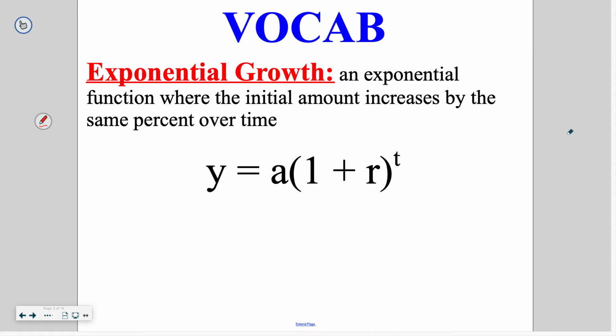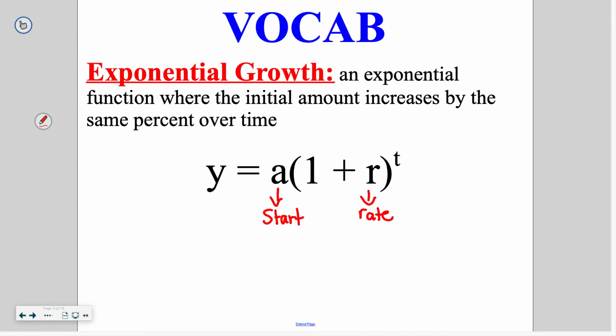So this is a type of exponential function, where we have a variable in the exponent, where the initial amount is increasing by the same amount over time. Looking at our formula here, we've got our answer, y, is equal to A, which is going to be our starting value or our initial amount. And then times 1 plus R, which is going to be our rate of growth.